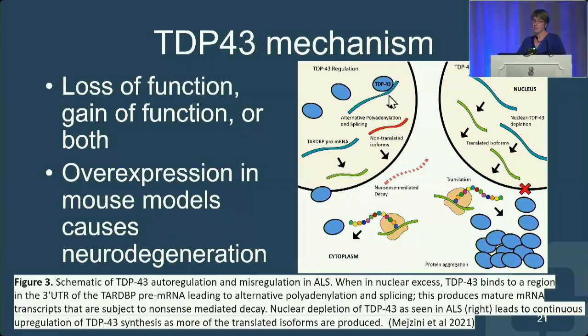So this graphic is just trying to show that if you have sort of normal TDP43 regulation, then you have sort of a typical breakdown of some of the mRNA, whereas if it's misregulated, then you have buildup of these TDP43 proteins, and that's part of what we can see on pathology.